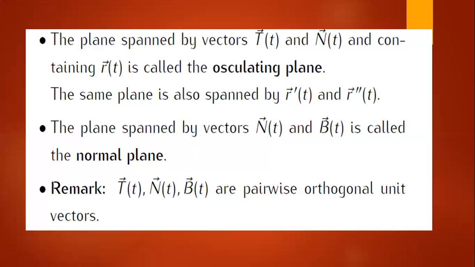And as a remark, tangent, normal, and binormal are pairwise orthogonal unit vectors. What do we mean by pairwise? It means tangent and normal are orthogonal, normal and binormal are orthogonal, and the same for the remaining pair.